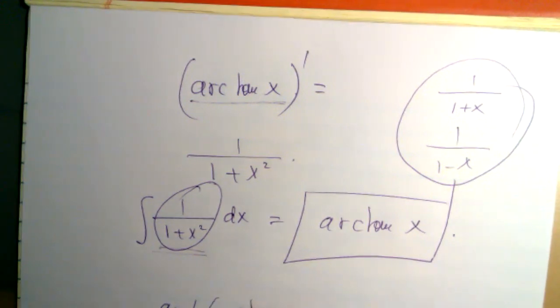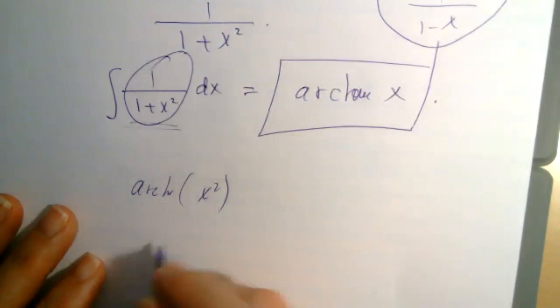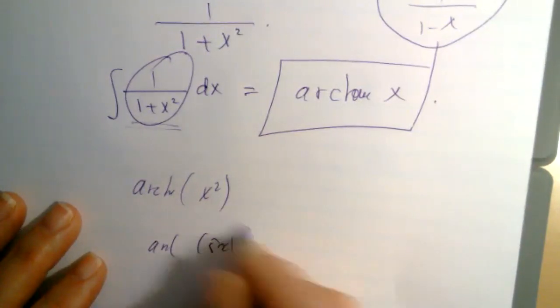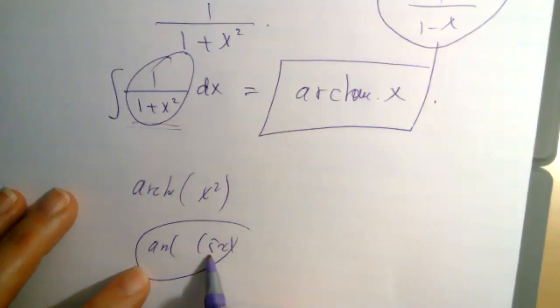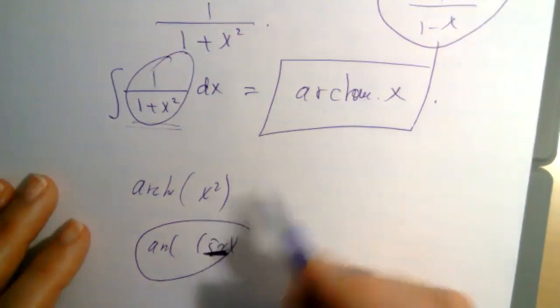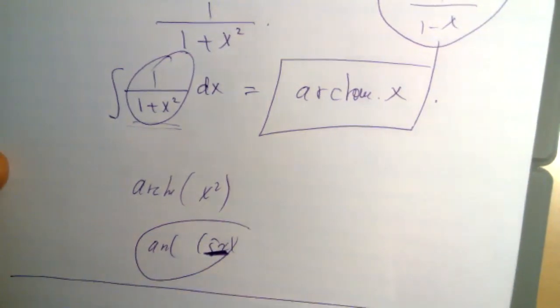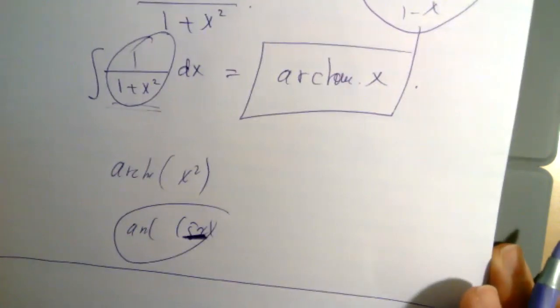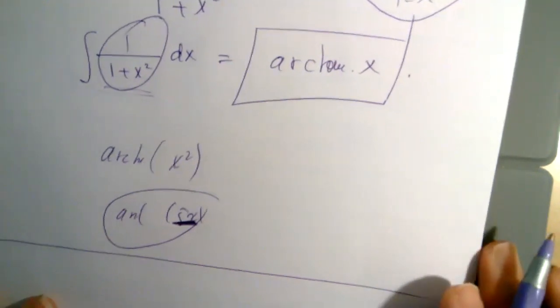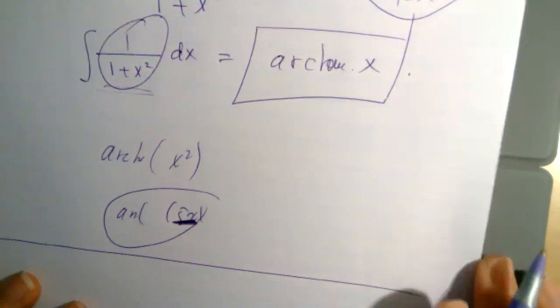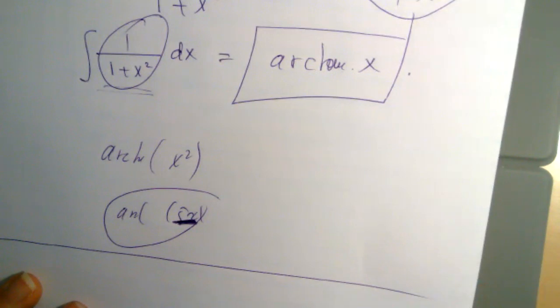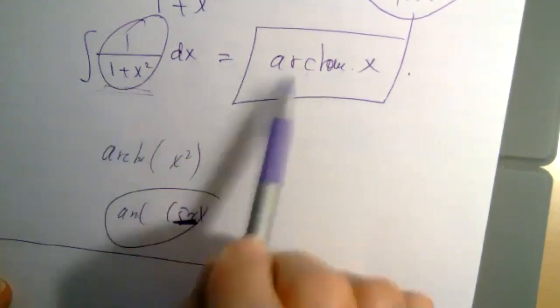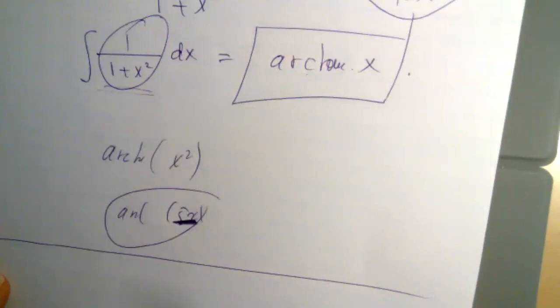Once you find arctangent x, I can give you arctangent of anything. I can give you arctangent of x squared, or arctangent of 5x. So once you find arctangent x, you can write arctangent of anything by substitution. Any questions? Please do your homework for tomorrow, which will be based on what I did today. One of them will be to derive the arctangent x, and then use it to do something else.